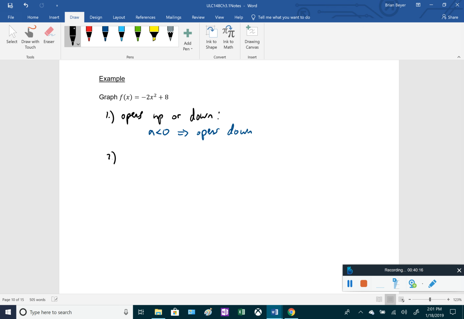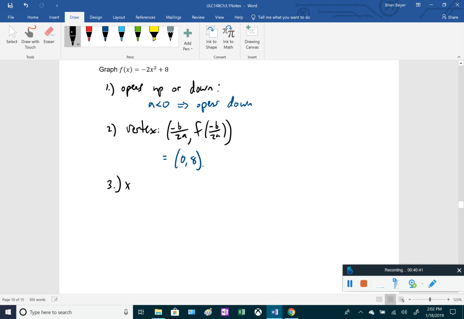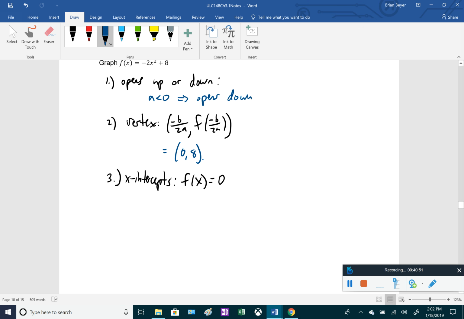And the vertex, so once again, it's in general form, so negative b over 2a, comma, f of whatever that is. So if we went through and we calculated that, we would get a vertex of 0, 8. So I recommend you try that on your own just to make sure you're comfortable with it again. So next for the x-intercepts, set it equal to 0. So negative 2x squared plus 8 equals 0.